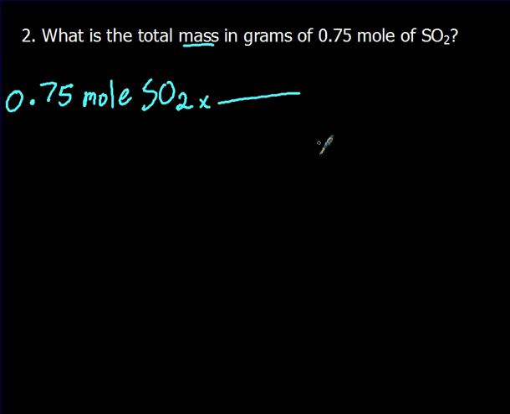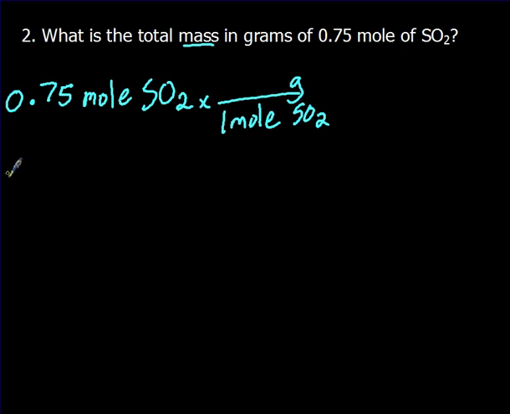Our unknown always goes on top. Your unknown quantity is always on top. So mass is always in grams, or grams per mole, for every 1 mole. And this is moles of SO2. So the question is, what do you plug in here? Well, what you plug in here is the mass of this guy here, SO2. You need how many grams of SO2 are there for every 1 mole of SO2. So you got to do a little calculation there.